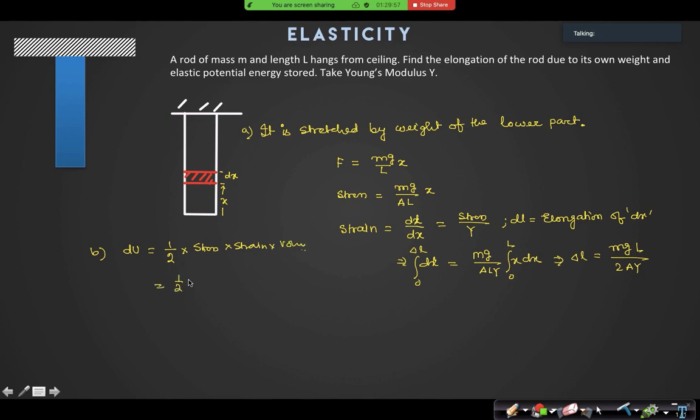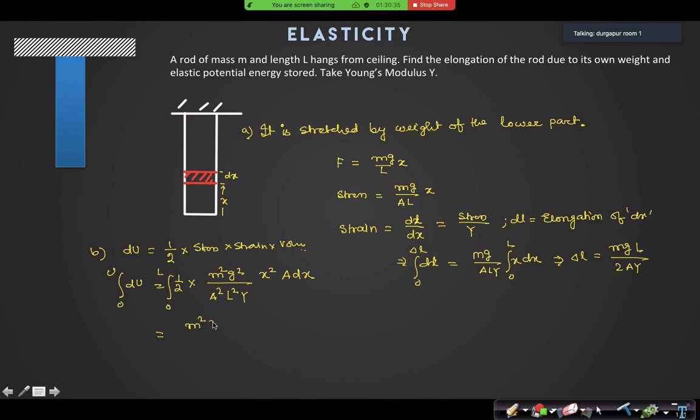So that is equal to half into stress into strain, which is mg by L, equal to stress square by Y, you can say, right? Stress square by Y, so m square g square by A square L square Y into x square into volume is equal to A dx. Can I write it? Then while integrating, I will find my answer from 0 to U, and x will be from 0 to L.